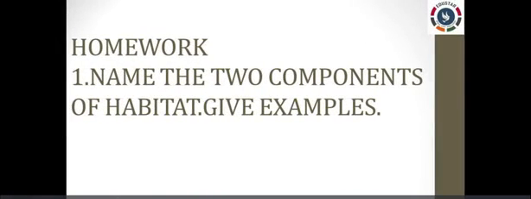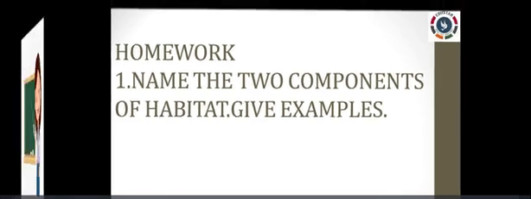Use any 180 pages ruled notebook for science homework. So I have given four questions. The first question: name the two components of a habitat. Give examples. So you know the two components of habitat, right? In the last video I explained the two components, and now also, before the activity, I explained the two components. So name the two components and give examples for that.